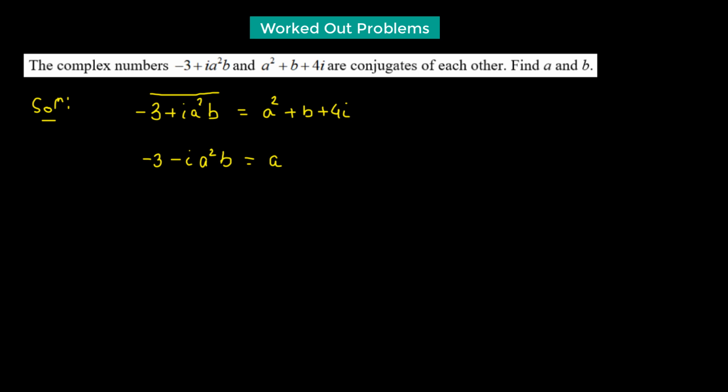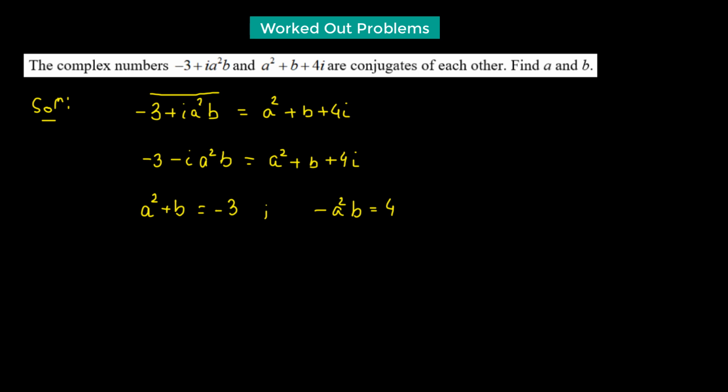So this value is equal to a squared plus b plus 4i. Now we are going to equate the real and the imaginary parts. That should give us a squared plus b, which is the real part of the complex number on the right hand side, equal to -3. And we have -a squared b is equal to 4.